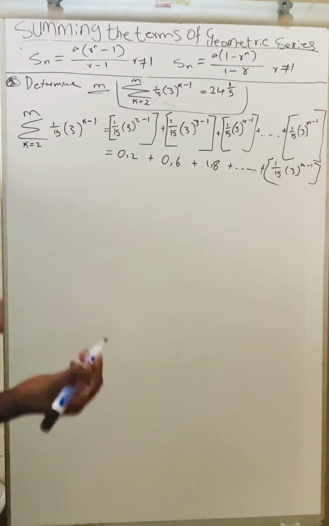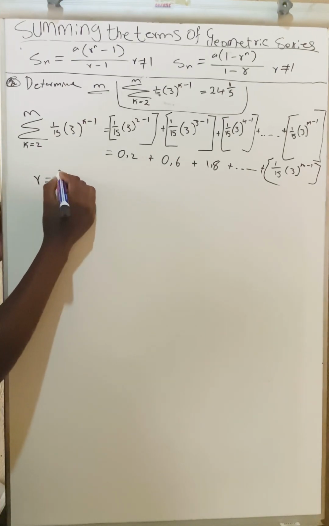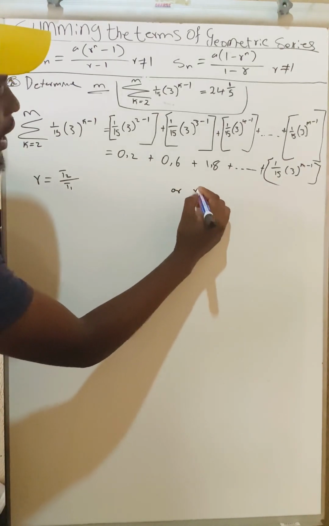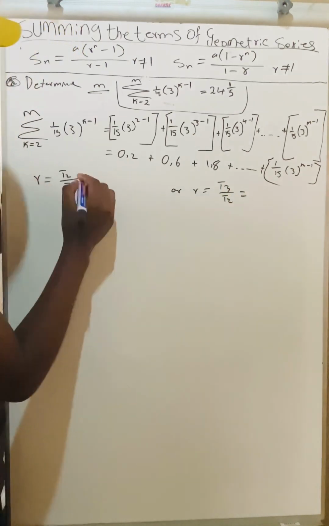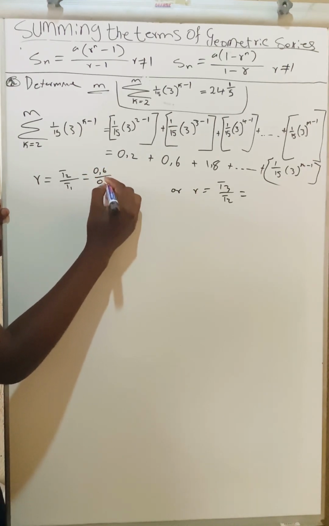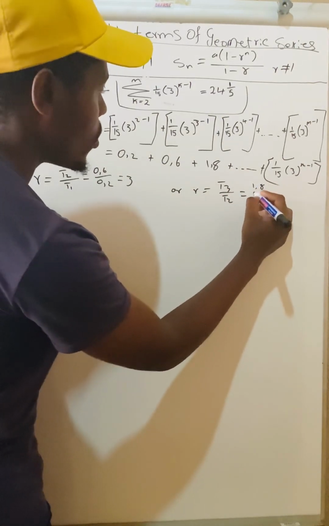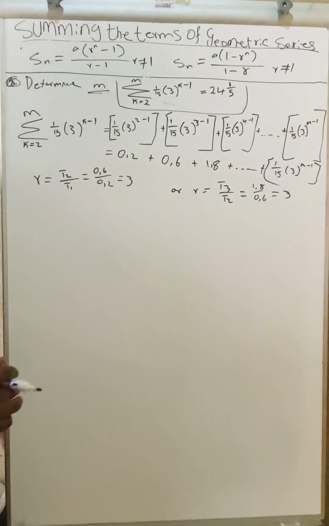Then from here, you can determine r, which is the common ratio. R is equal to T2 over T1, or R is equal to T3 over T2. From here, we substitute: 0.6 over 0.2, you will get 3. Then 1.8 over 0.6, you will also get 3. That is your R. Then from here, you need to determine the number of terms.